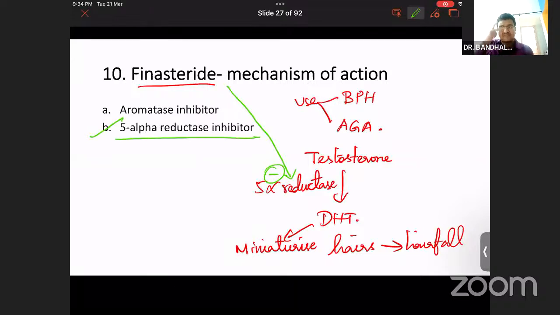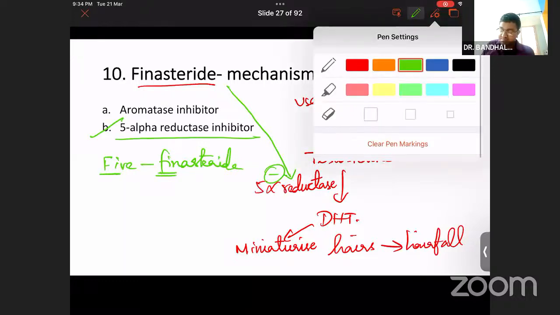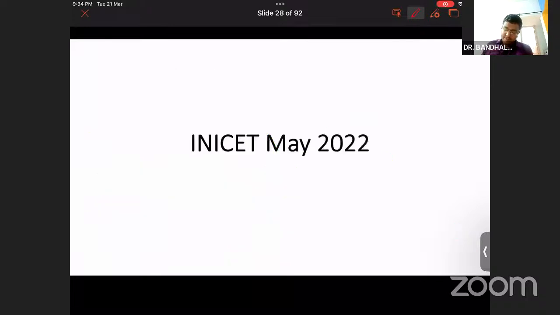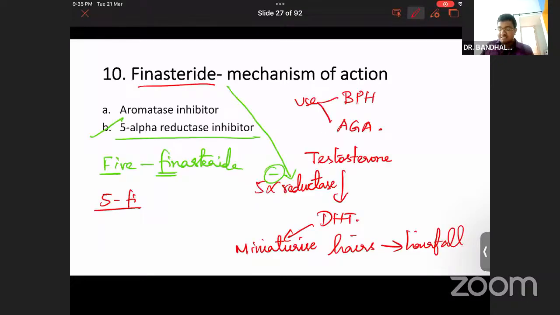Aromatase inhibitors are different: letrozole, anastrozole, those are aromatase inhibitors. Otherwise, you can easily remember it like 5-5, finasteride, 5-alpha reductase. Same way, Fite-Faraco is 5% H2SO4 for leprosy. Right, these are the questions asked in the last exam.